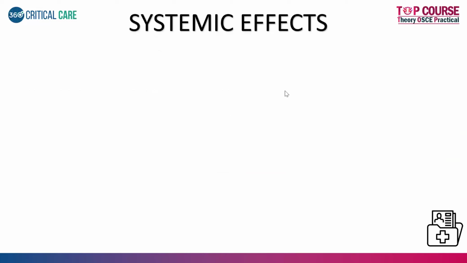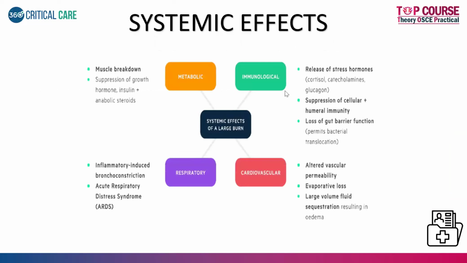Okay. Coming to the systemic effects, I've already mentioned to you earlier what happens. A dysregulated immune response causes SIRS. SIRS causes multi-organ dysfunction, and multi-organ dysfunction, if not checked, can lead to death. So, what are the systemic effects of a large burn? It can cause metabolic derangements, immunological derangement, cardiovascular derangements, as well as respiratory derangement. Usually, the metabolic derangement is altered insulin response. It goes into an insulin resistant phase. So it goes on to conversion to a catabolic state, leading to increased muscle breakdown.